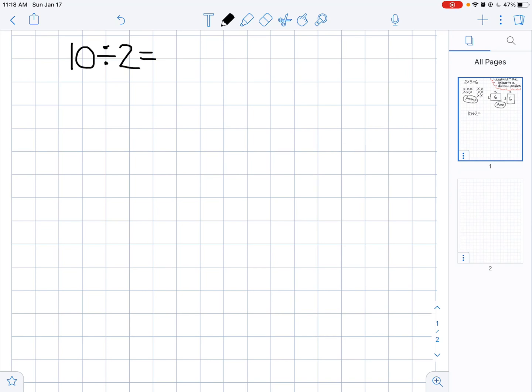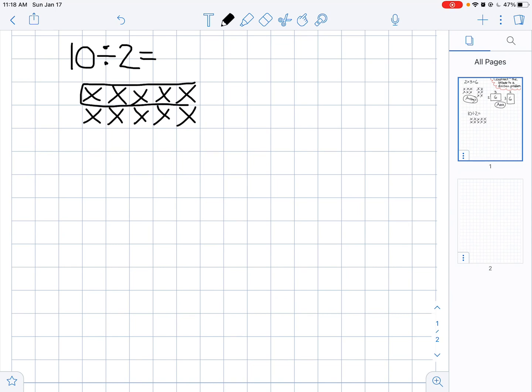So if I wanted to do 10 divided by 2, I can draw 10 x's into 2 equal groups, right? So I'm going to go, here's 1 group, here's 2 groups, and I'm just going to keep going until I get to 10. So I'm going to actually just count by 2. So 2, 4, 6, 8, 10. Here is an array that represents 10 divided by 2.